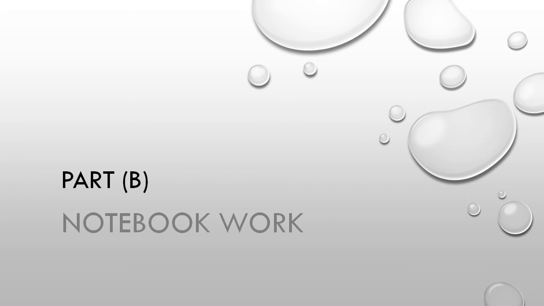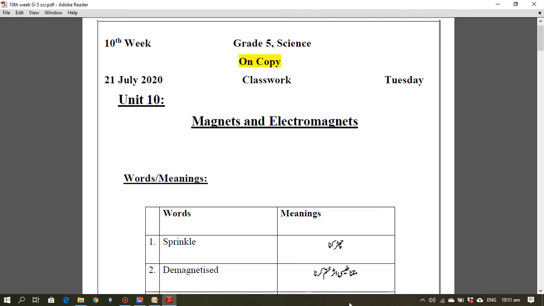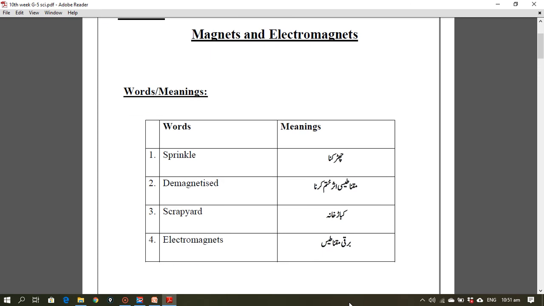This is part B of our video notebook work. Now we start our notebook work. Open your science notebook. On the left side of your notebook page, you write date, classwork and day. In the next line, you write unit number 10 and unit name magnets and electromagnets. In the next line, you write the topic name, words, meanings. You make two columns. One is for words and second is for meanings.